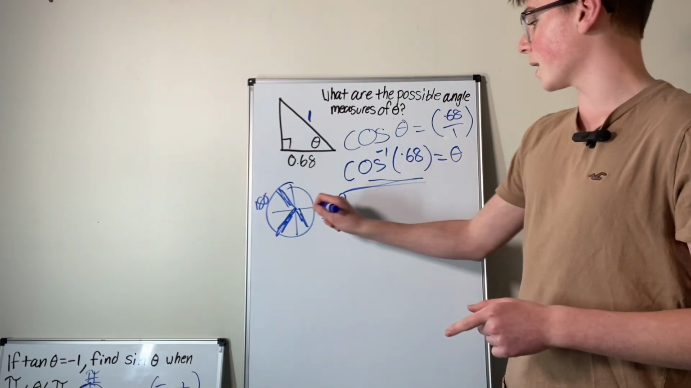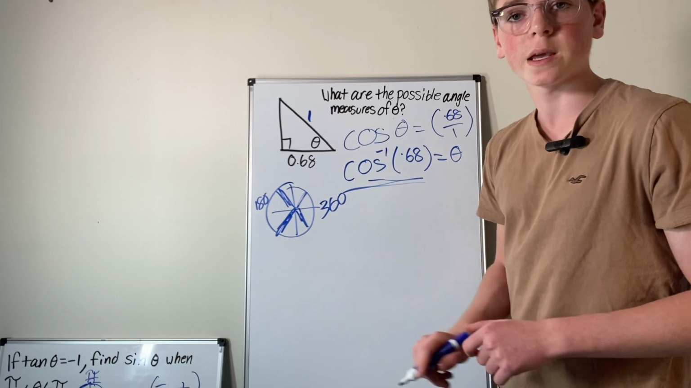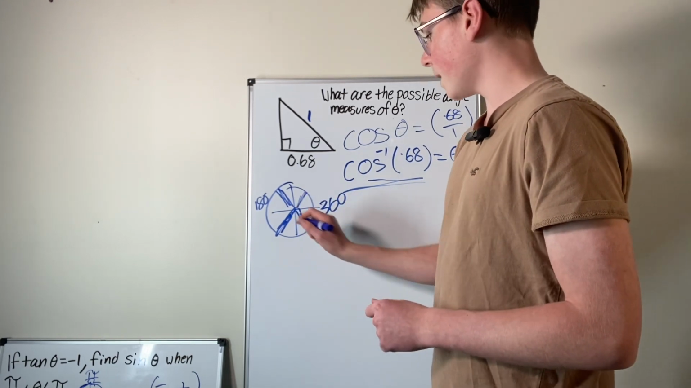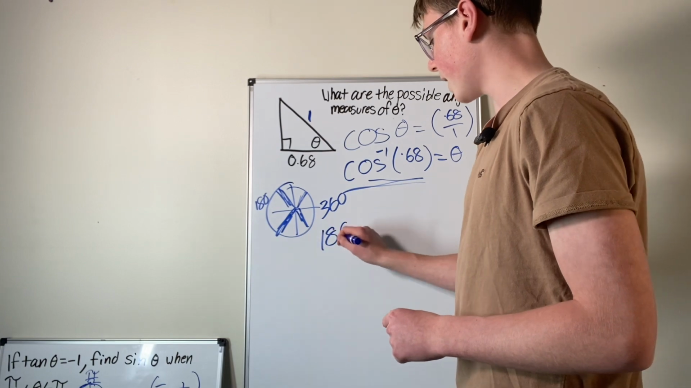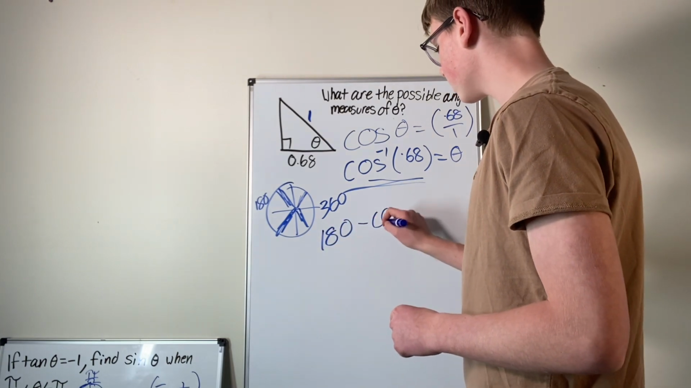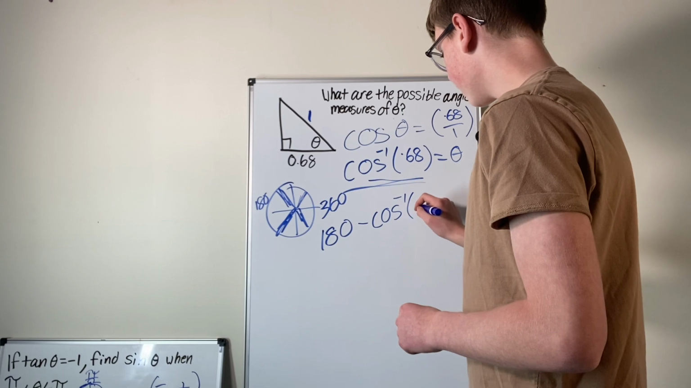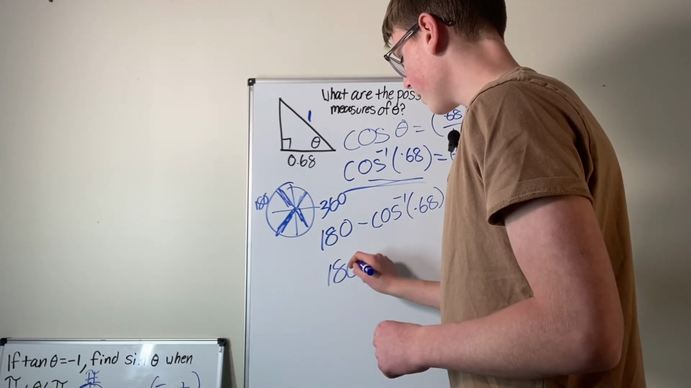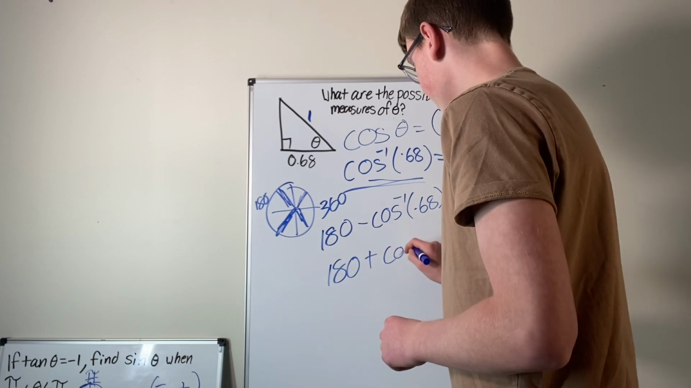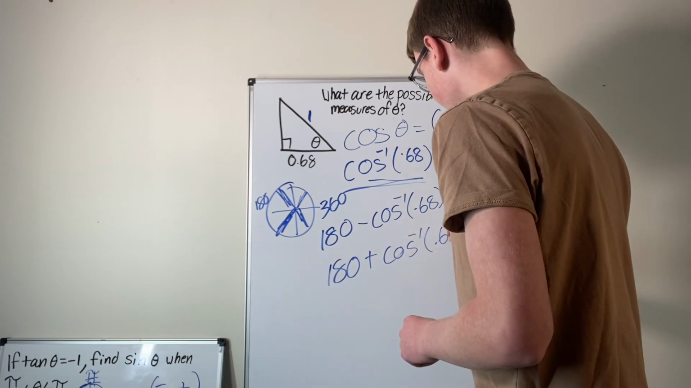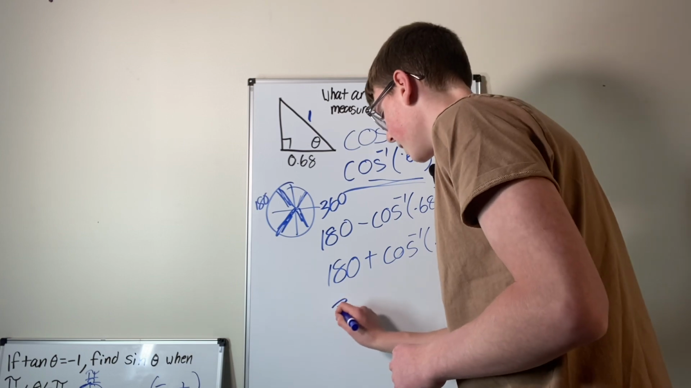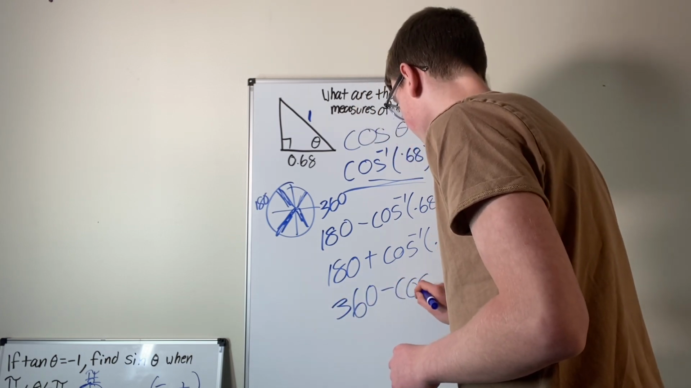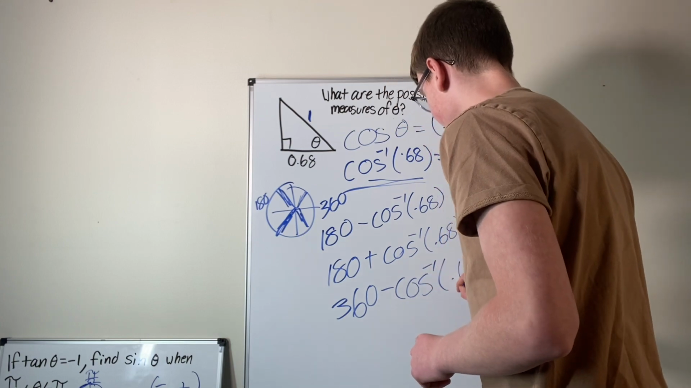And then this normal angle is just a random one in here. And this is the reference angle. So what did we say? Well, second quadrant is 180 minus the angle. So 180 minus cosine negative 1 of 0.68. Then there's 180 plus cosine negative 1 of 0.68. And then there's also 360 minus cosine negative 1 of 0.68.